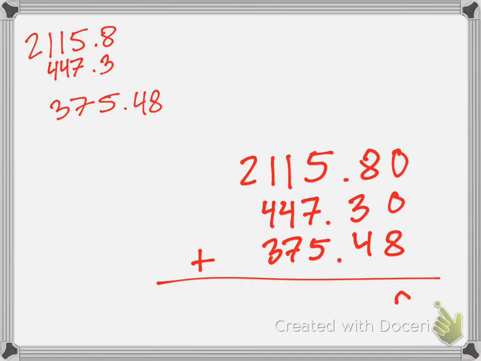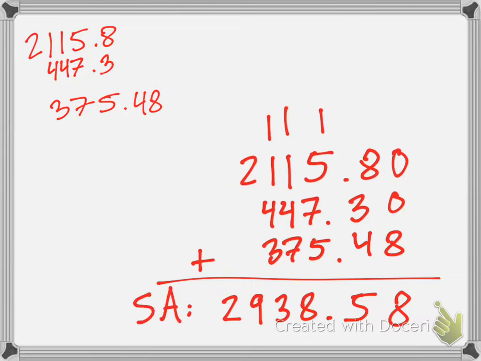So here, I line it up. I get 8. 8 plus 4 is 12, plus 3 is 15. I drop my decimal. I carry the 1. 10, 18, 11, 12, 13, 7, 8, 9, and then 2. So I would get 2,938 and 58 hundredths. And that would be my surface area.